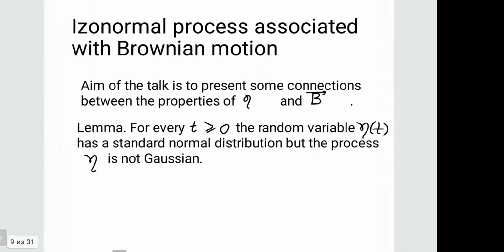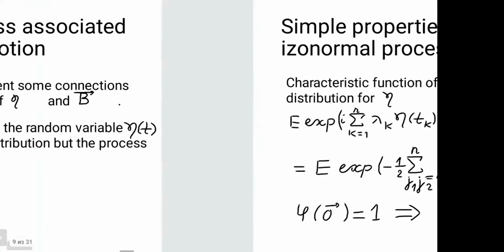The aim of the talk is to present the connections between the properties of eta and Brownian motion. Some simple considerations. For every t, the random variable eta_t has a standard normal distribution, but the process eta is not Gaussian. So it just consists of Gaussian variables, but they are not jointly Gaussian. Let's see why it happened.